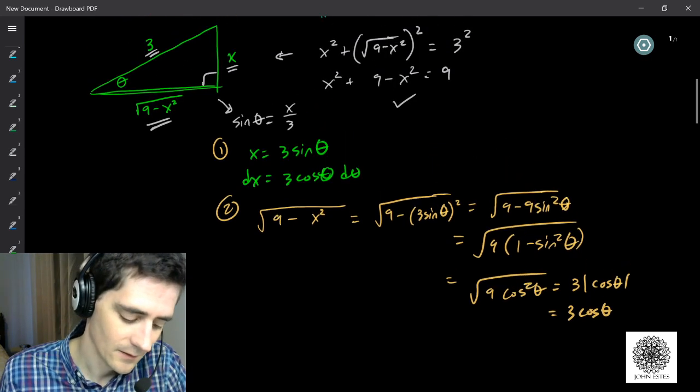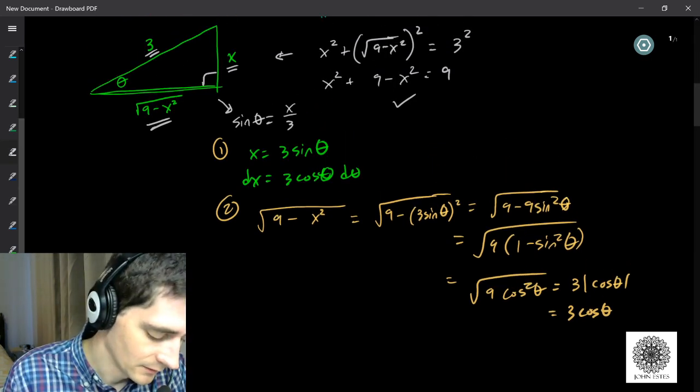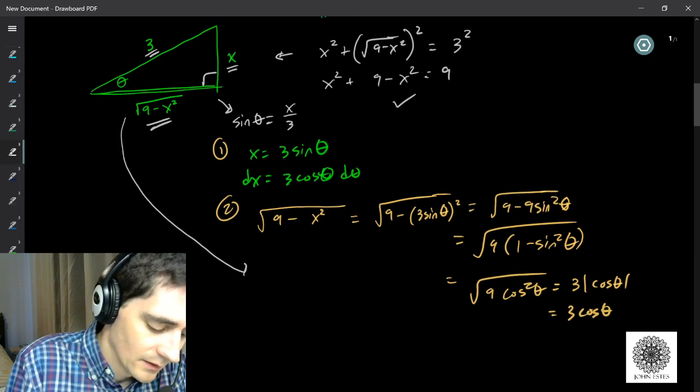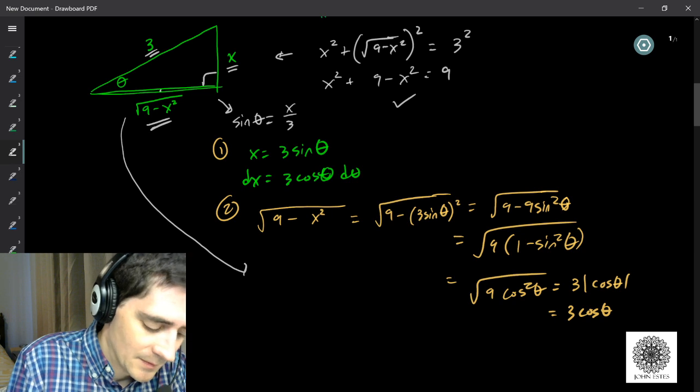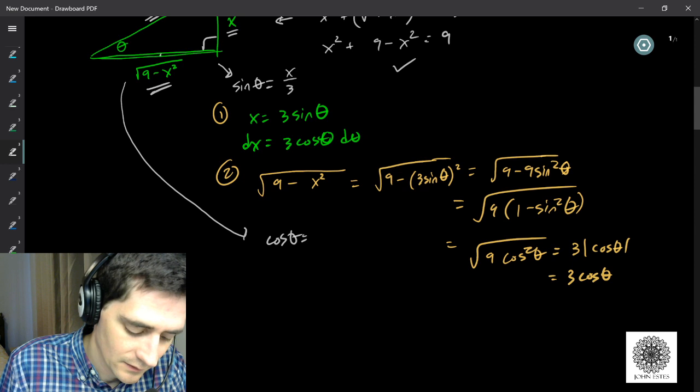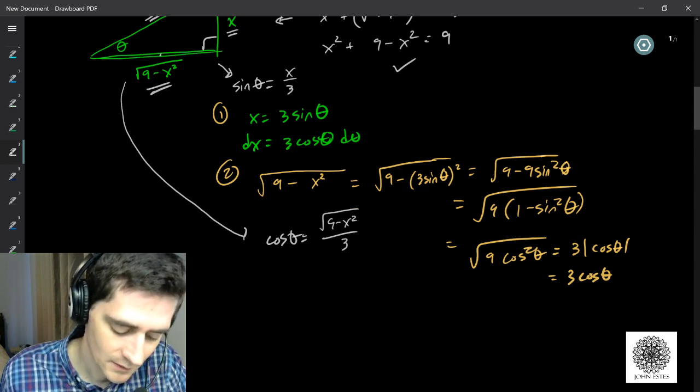Now I also want to point out that if I had just used the triangle, I could have seen adjacent over hypotenuse: cosine theta equals the square root of 9 minus x squared, that's the adjacent side, over the hypotenuse, and look what I get.